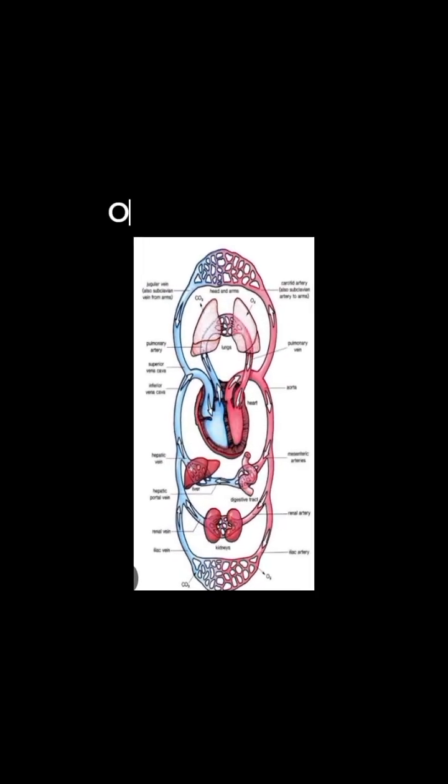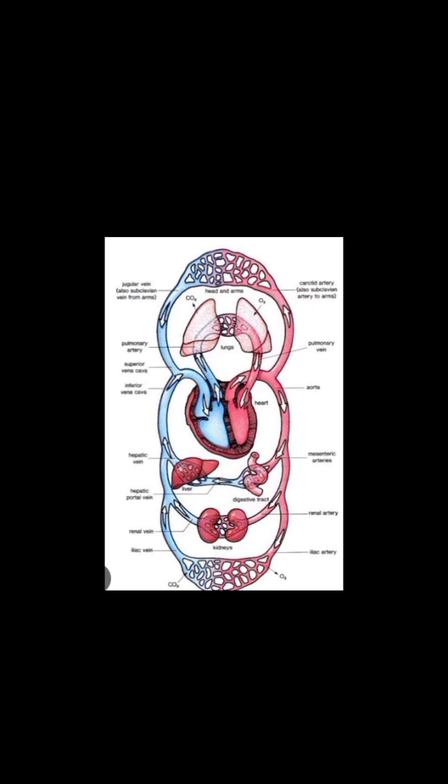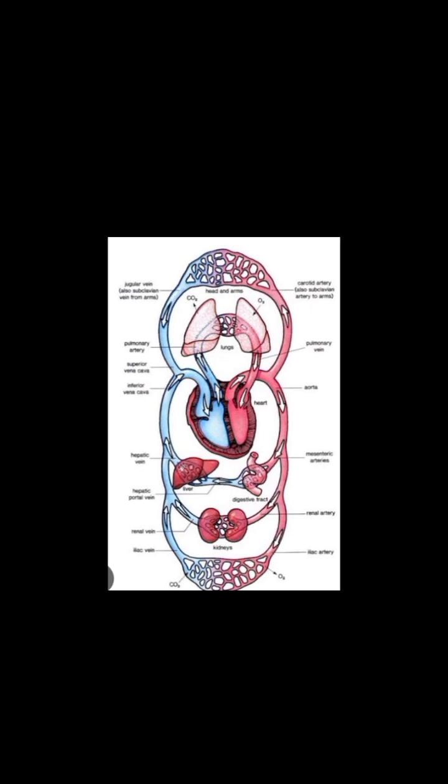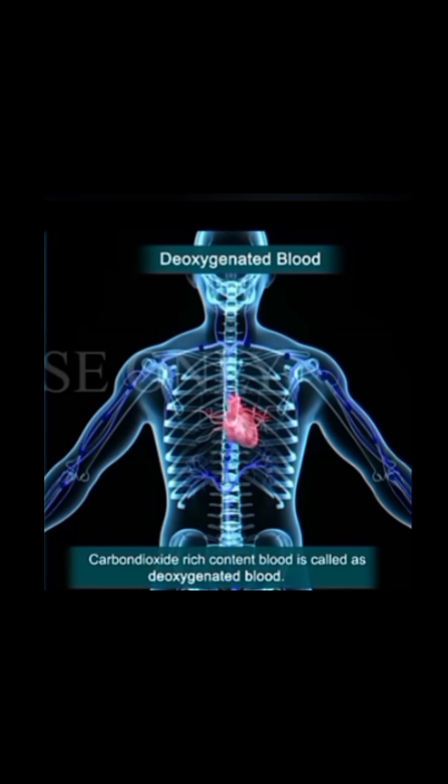The first function is the transport of various substances in the body of living organisms. We have transport of oxygen, where oxygen is transported from the lungs to the body tissues and cells, which is a crucial process for cellular respiration and energy production. Transportation of carbon dioxide. Carbon dioxide, which is a waste of cellular respiration, is transported from the tissues back to the lungs for exhalation.